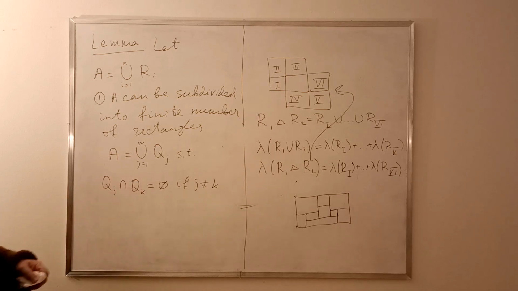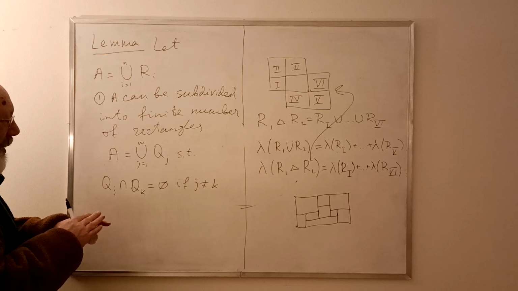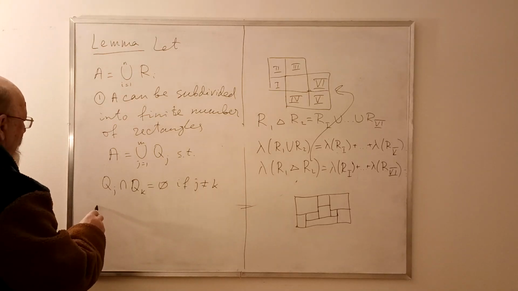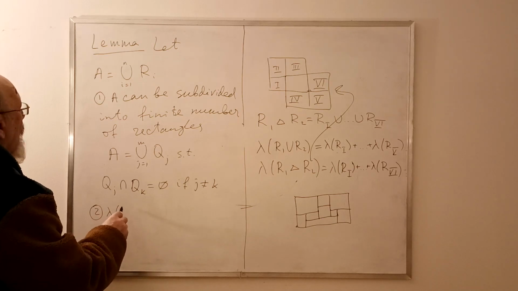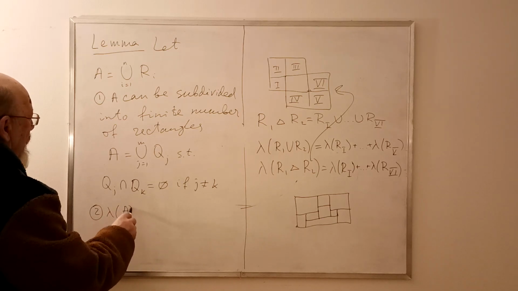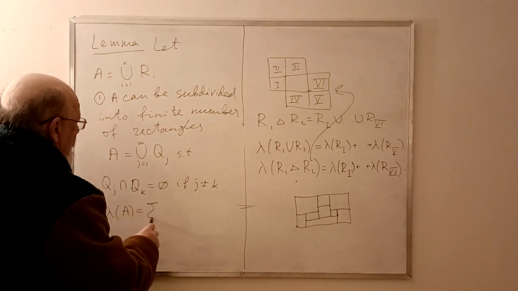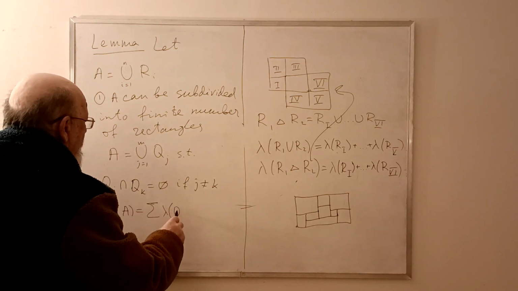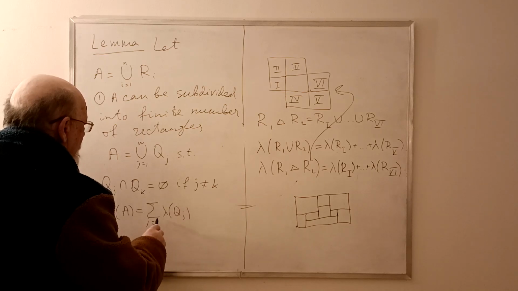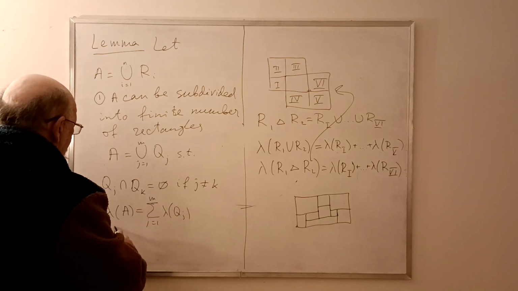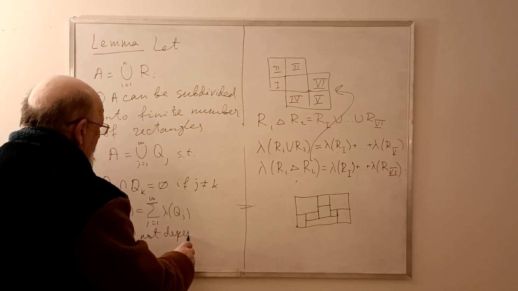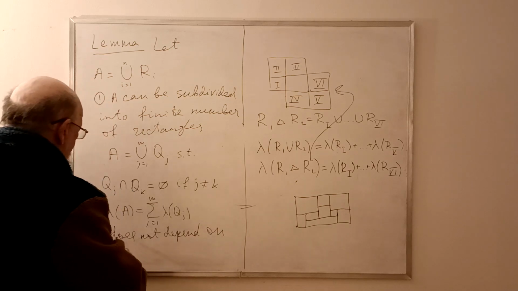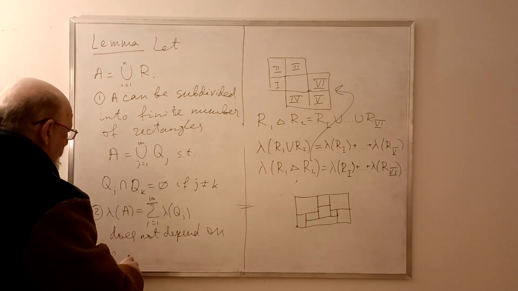So first we can subdivide it into a finite number of non-overlapping rectangles, and second, lambda of A equals the sum of lambda of Qj, j from 1 to m, and does not depend on the partition.